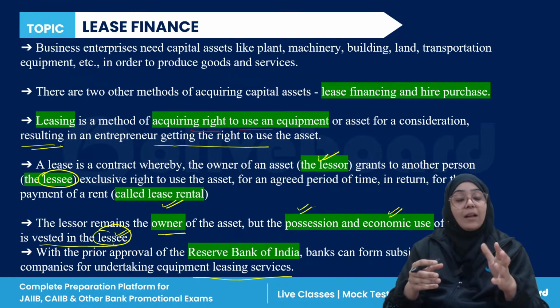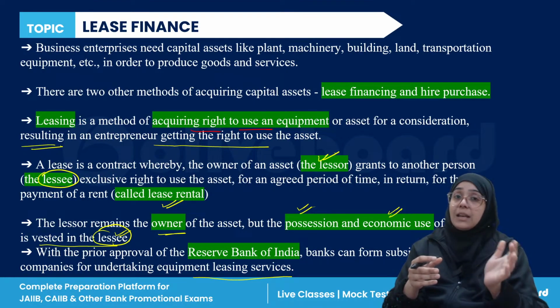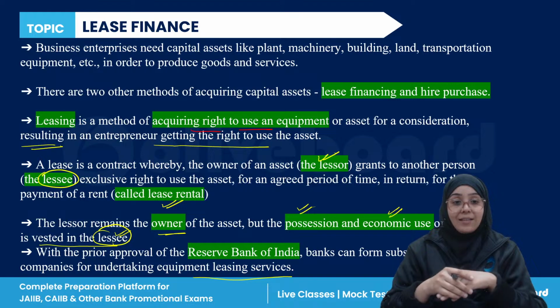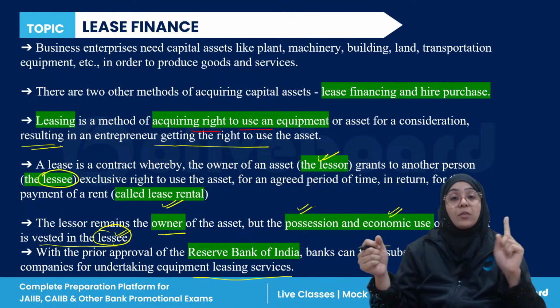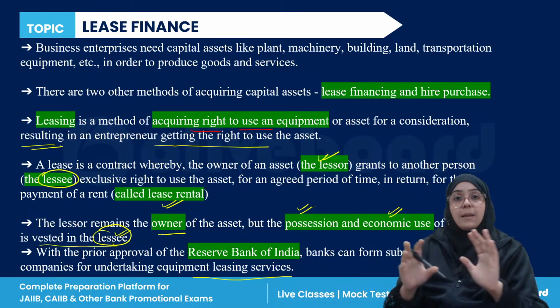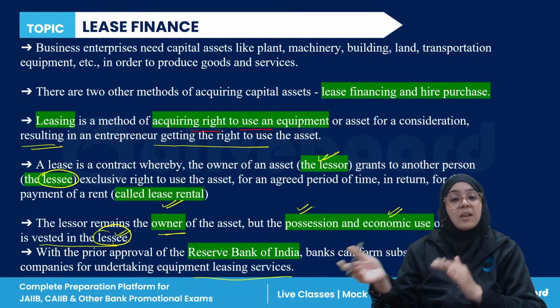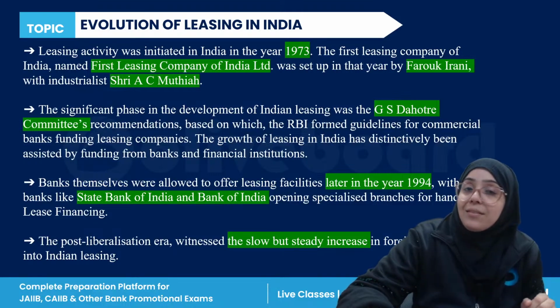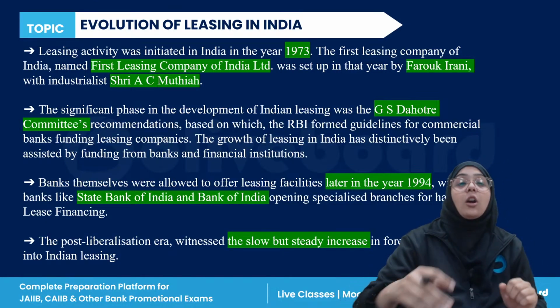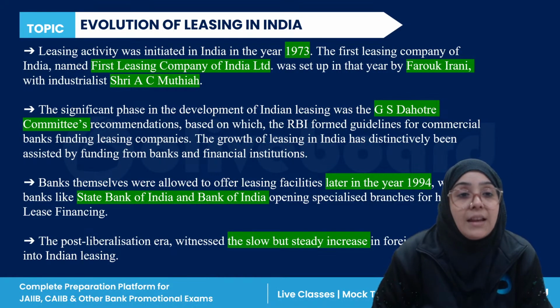The owner of the asset is called the lessor, but the power to use that asset and the possession is vested in the hands of the lessee, right? And with the Reserve Bank of India's approval, any bank can form a different subsidiary and undertake these equipment lease financing services, right? Now, second, if we talk about the evolution of leasing in India.